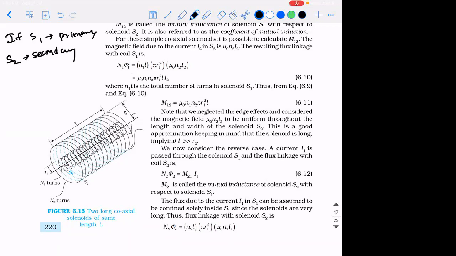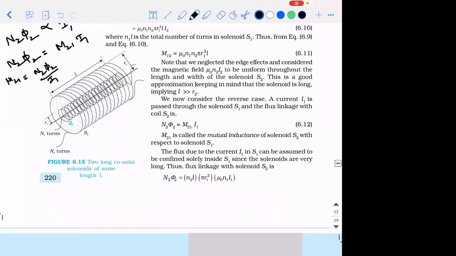Can I say that the flux linked with the secondary coil, N2 phi 2, is directly proportional to the amount of current flowing through the primary coil? Yes, sir. So N2 phi 2 will be equal to how much? Is it not M21 times I1? So M21 is how much? N2 phi 2 divided by I1. Correct?